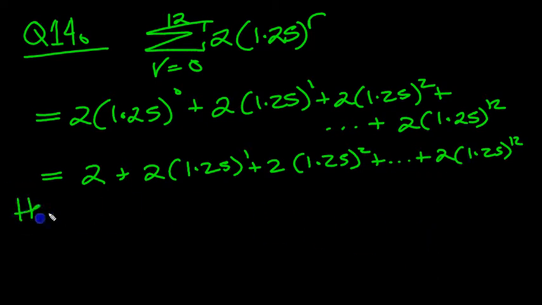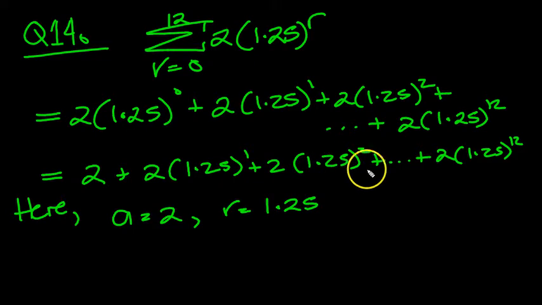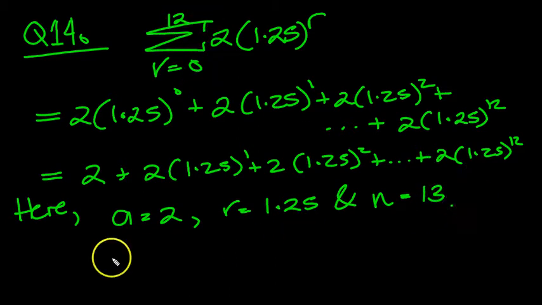So here we can read off the first term is 2. Clearly the common ratio is 1.25 because we're timesing by that each subsequent term. And the number of terms, well, we started from power 0, so to speak, and we got to 12. So if you think about that, in total there must be 13 terms because we start from 0 to 12. There's 13 entries, so there's 13 terms.